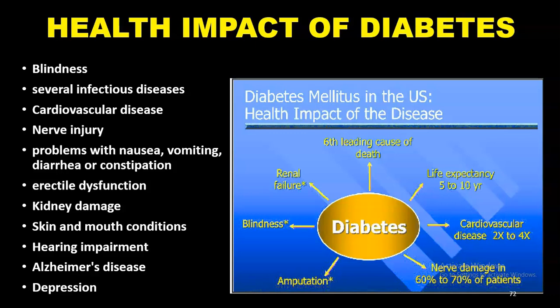Kidney damage, that is nephropathy. The kidneys hold millions of tiny blood vessel clusters that filter waste from the blood. Diabetes can damage this delicate filtering system. Skin and mouth conditions. Diabetes may leave you more prone to skin problems, including bacterial and fungal infections. Hearing impairment. Hearing problems are more common in people with diabetes. Alzheimer's disease. Type 2 diabetes may increase the risk of dementia, such as Alzheimer's disease. Depression. Depression symptoms are common in people with type 1 and type 2 diabetes.